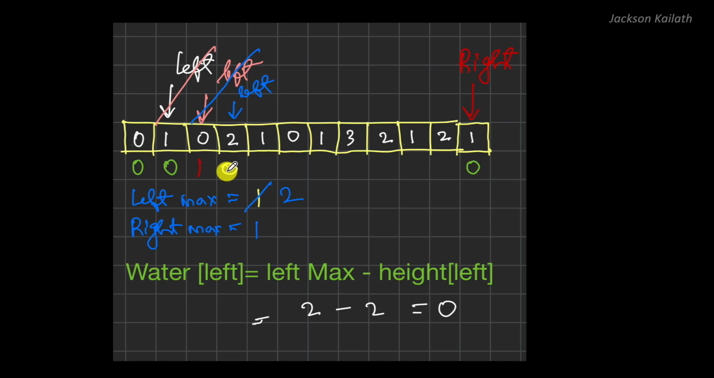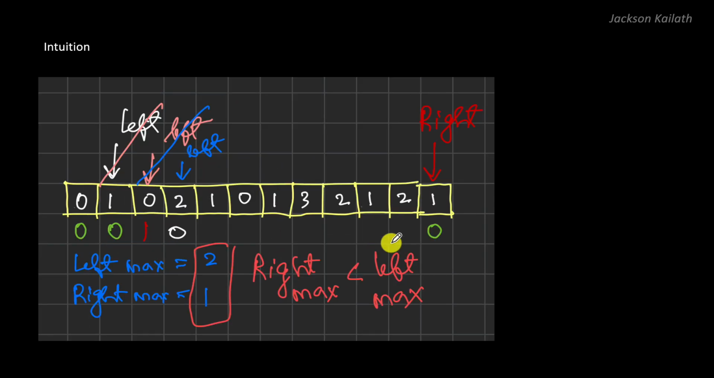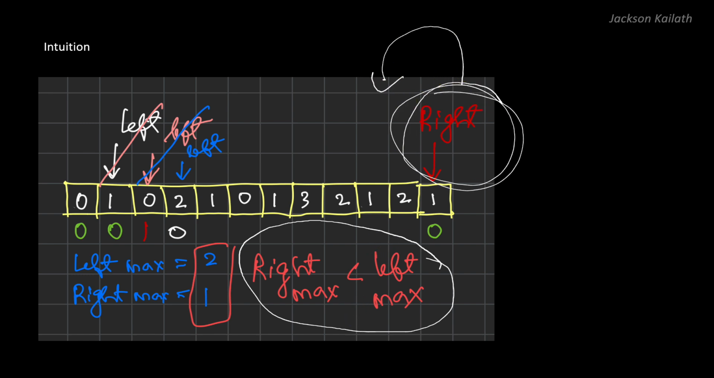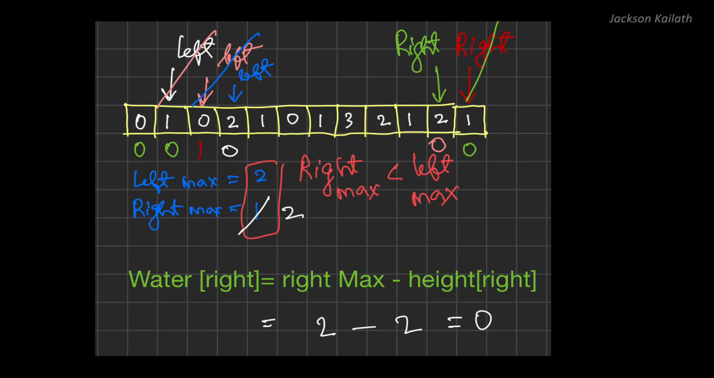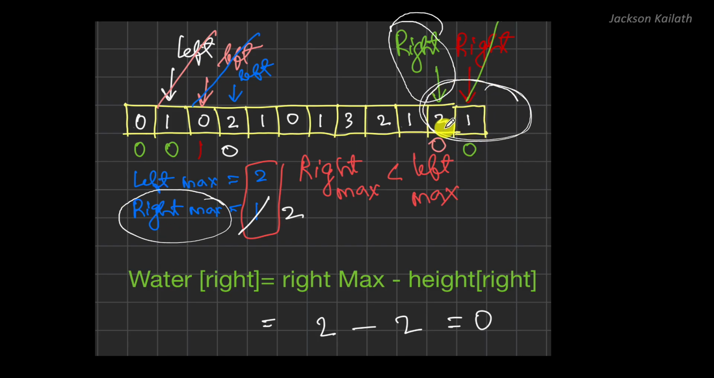Again we proceed. Okay, so you have 2 and 1 over here. Now at this point notice that right max is less than left max. Okay, now if right max is less than left max, we'll have to move the right pointer. So let's go ahead and do that. I move the right pointer, it comes over here, and I update the right max, because the right max will be the maximum of these values, and you can visually see that the value 2 is greater than 1. Okay, I'm comparing the previous right max with the new value which is coming in, which is 2.